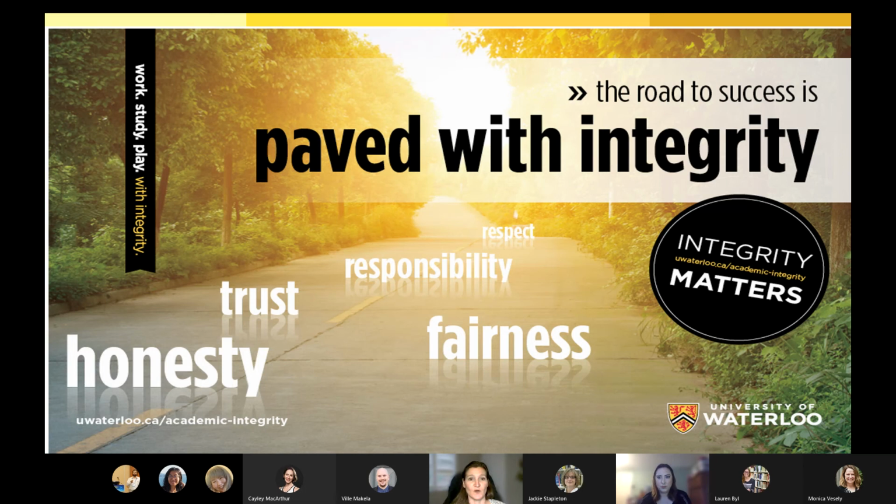So really at Waterloo, this is something that we promote across all levels. It's not just student facing that we're expecting students to act with integrity in these values. We expect everyone on campus, so staff, faculty, students, administrators, and we all should demonstrate these values, because whatever we role model, we know that students will emulate what we do.